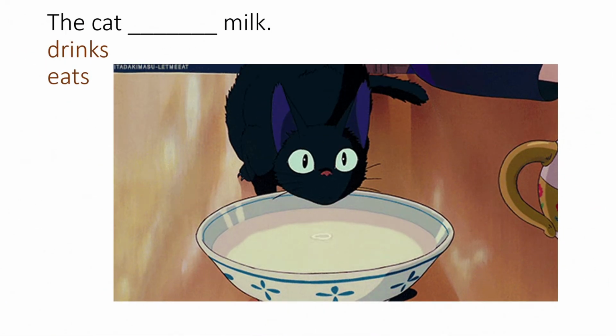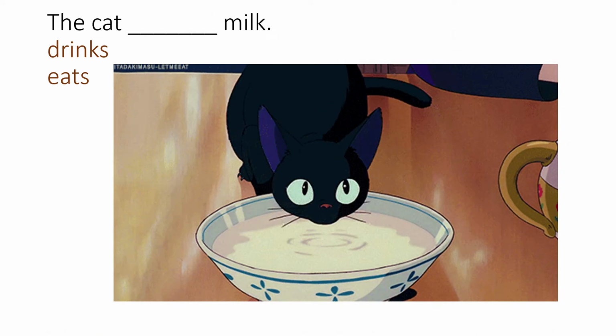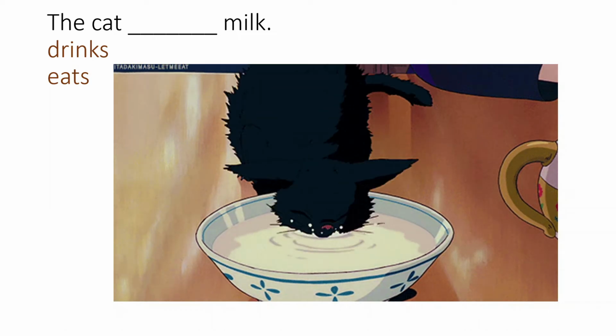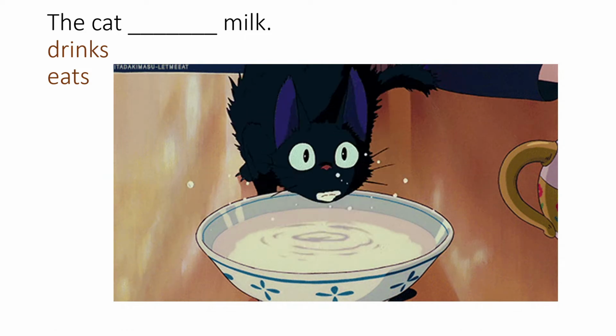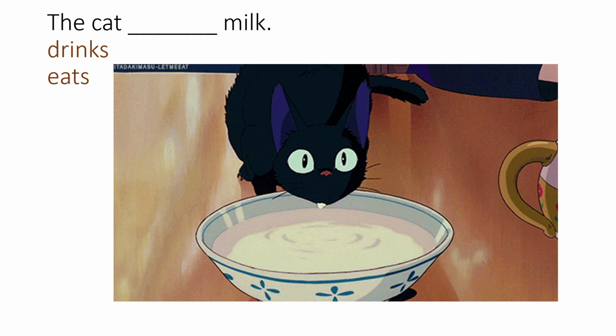After mouse, cat. Here everybody knows the correct answer. Drinks or eats. The cat dash milk. The correct action word for this sentence is drinks. The cat drinks milk.